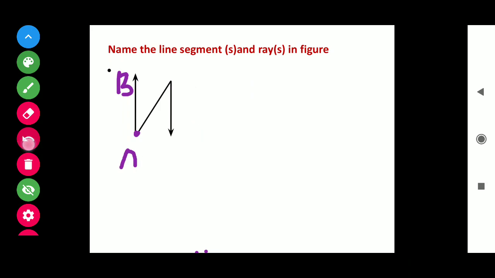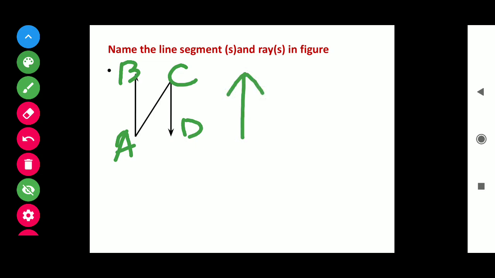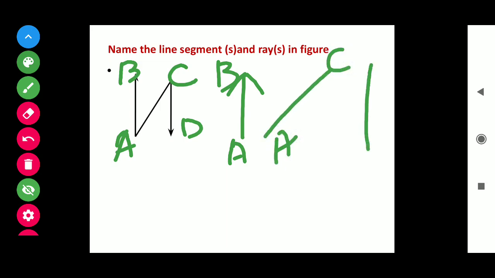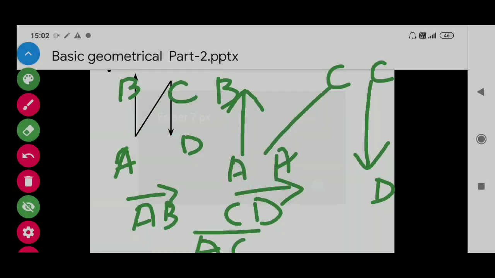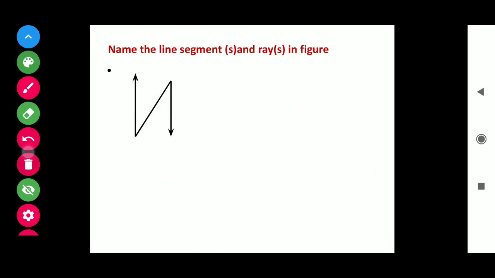So again I am going to explain you. This one is B, this one is A, this one C, and this one D. So AB, one ray, then AC, a line segment, and again one ray CD. So AB and CD are rays and AC is a line segment. Okay, I think all of you have understood. If you are having any doubt, then you can ask me, you can forward me your doubts.